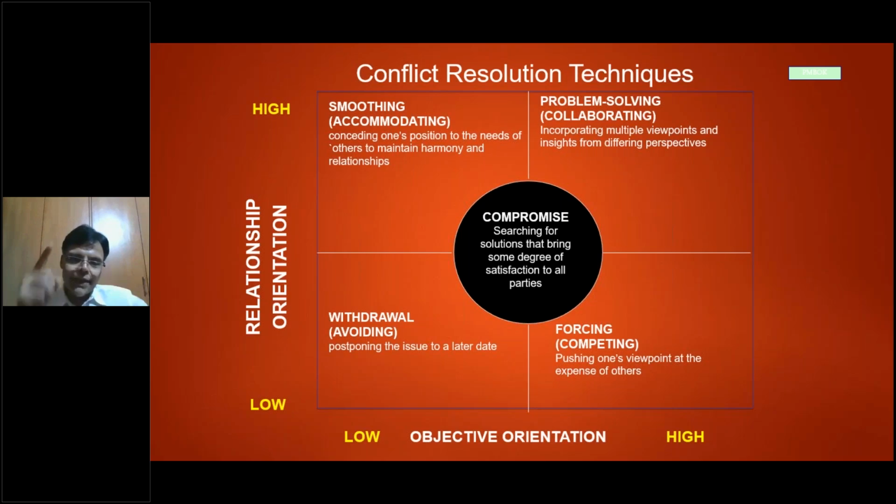Whereas when your objective orientation is low, but the relationship orientation is high, that means I'm trying to do some kind of a lose-win, right? I accommodate. In the forcing, we say win-lose. As a PM, I try to push people to get the job done. When I'm relationship oriented, okay, I understand the situation. If you're not keeping well, I'm fine with it. I'll figure out a plan B for you. Don't worry about it. You take this.